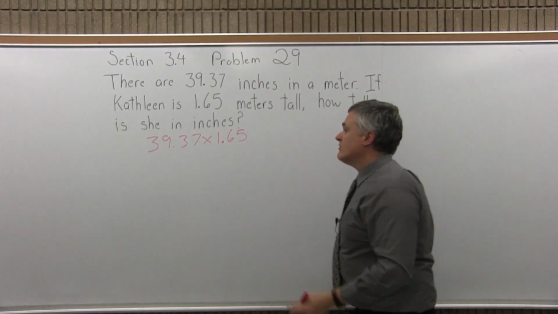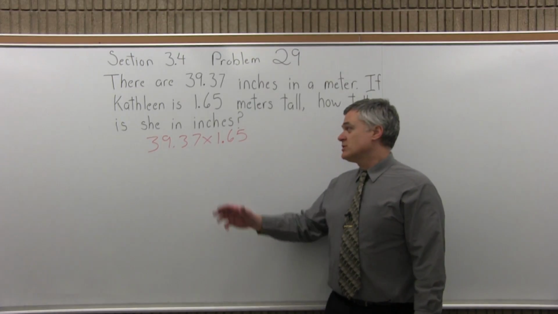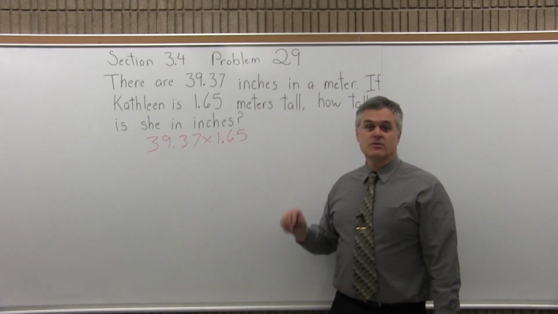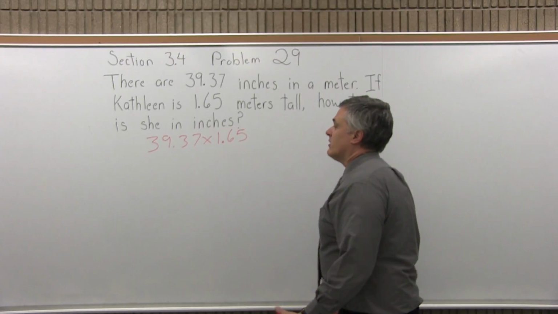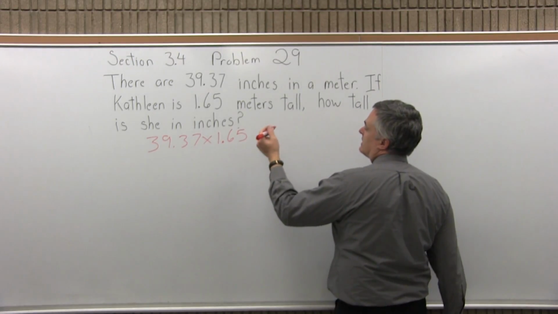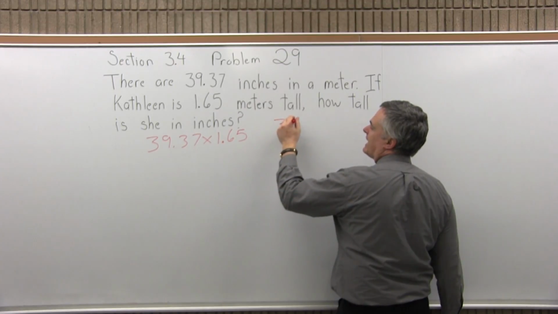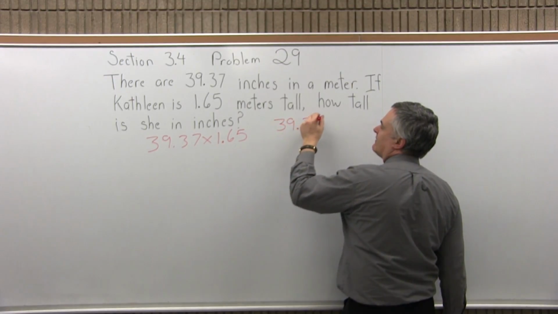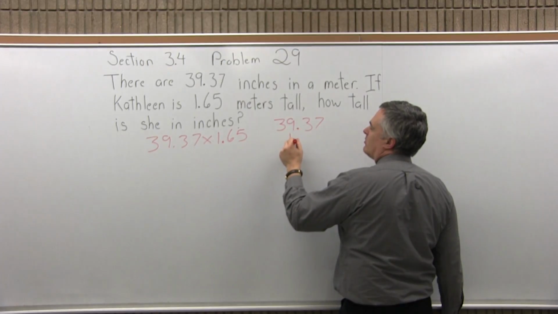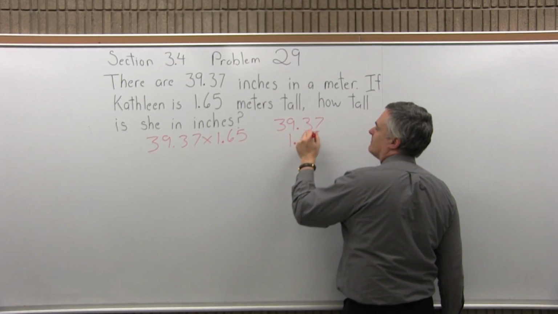1.65. Now again, if you have a calculator that you can use, you can just enter it in your calculator, hit equals, and you'll get the answer right away. Where we're not supposed to use a calculator for these, I'll write it vertically to do the computation. So 39.37 times 1.65.